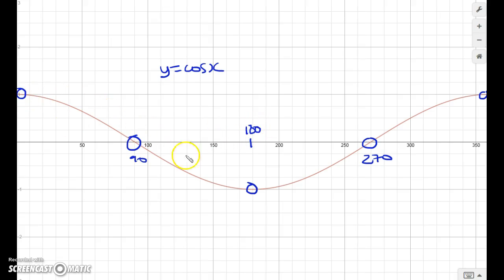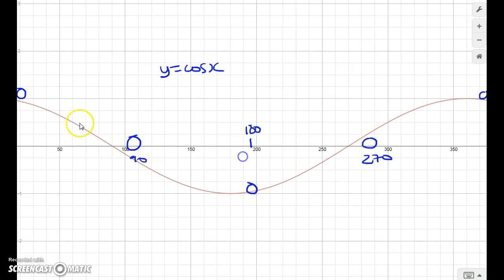So again, we're just interested in the main features of this graph. Now, one thing I forgot to mention earlier is these waves go on and on and on forever. So generally we tend to look between 0 and 360 degrees for our basic graph, because that tends to give us one full wave. But these waves can go on and on forever. I'll just show you that.